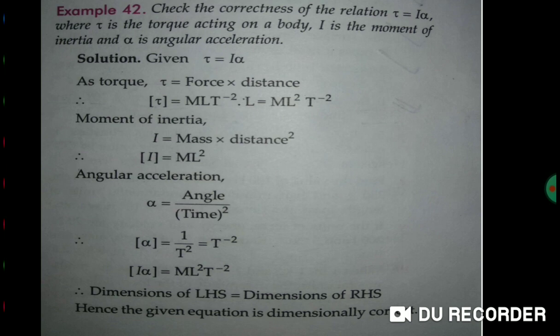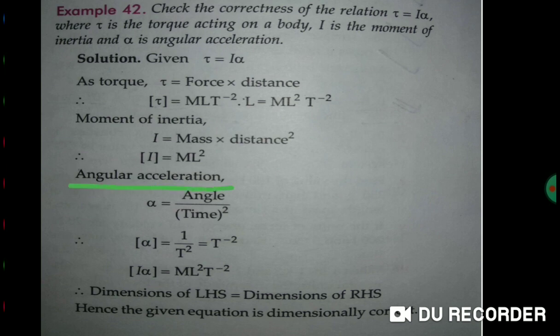Now the RHS part. First we discuss the moment of inertia, only I. The general formula of moment of inertia I is mass into distance square. Now the dimension of mass is M and distance is L, so distance square becomes L^2.